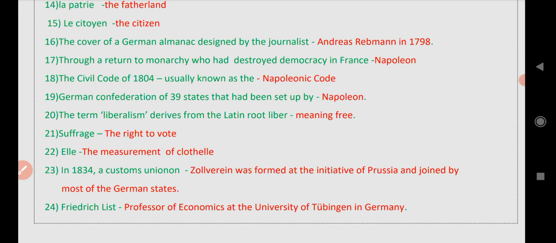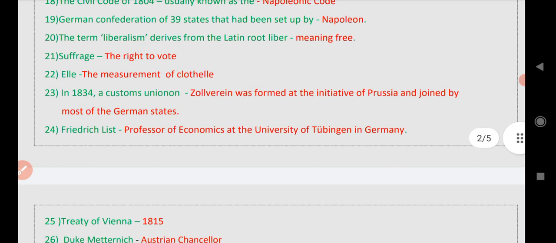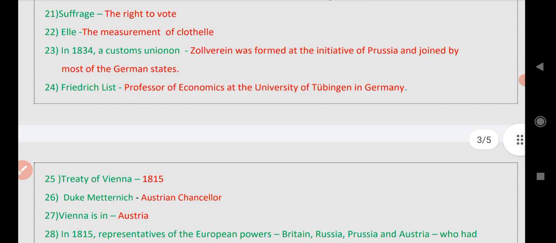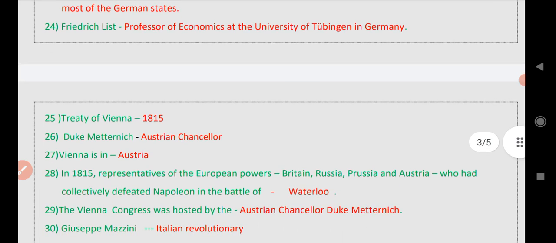The German Confederation of 39 states had been set up by Napoleon. The term liberalism is derived from the Latin root liber, meaning free. Suffrage means the right to vote. Ell, the measurement of cloth. In 1834, a customs union, Zollverein, was formed at the initiative of Prussia and joined by most of the German states. Friedrich List, professor of economics at the University of Tübingen in Germany.